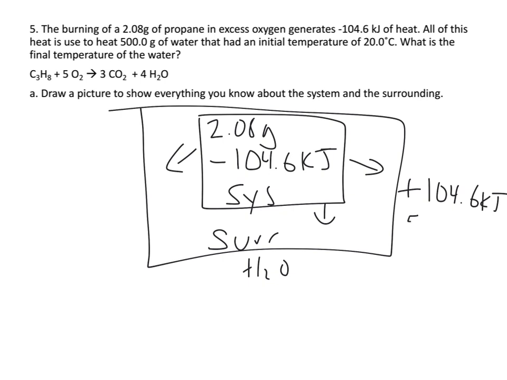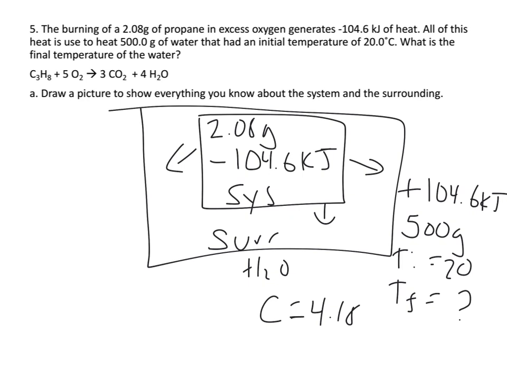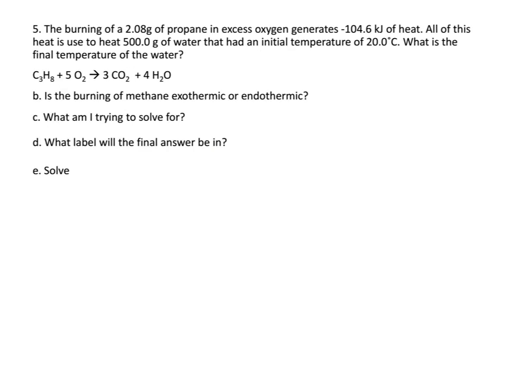I also know the water mass is 500 grams. My initial temperature is 20. My final temperature is something I don't know again. And then my specific heat of water is 4.18. So it's very similar information to the last one, with one added component that we're going to have to deal with. Same question as the last one.